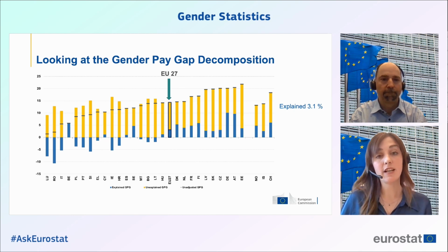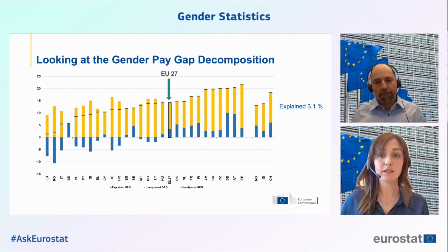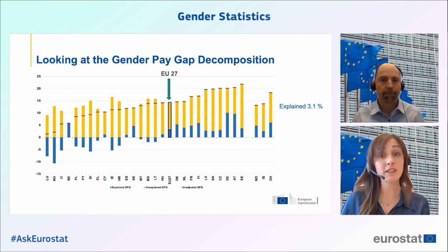So if we look at the unadjusted gender pay gap, the black lines, split into the part explained by the different characteristics, the bars in blue, and the unexplained part, the bars in orange, we can see that at EU level, the explained part represents 3.1 percentage points.